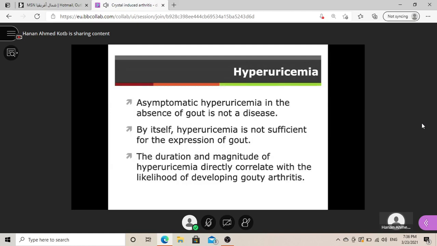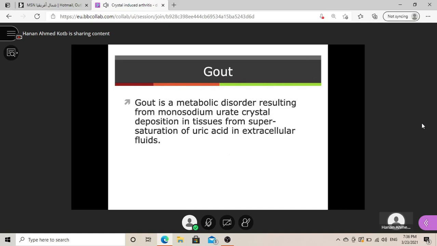Hyperuricemia per se is asymptomatic. In the absence of arthritis or renal involvement, it is not a disease. By itself, hyperuricemia is not sufficient for the expression of gout. This means not all patients with hyperuricemia will develop gout. However, the duration and magnitude of hyperuricemia directly correlate with the likelihood of developing gouty arthritis. The longer the duration and the higher the level of serum uric acid, the more likely the patient is to develop gouty arthritis.